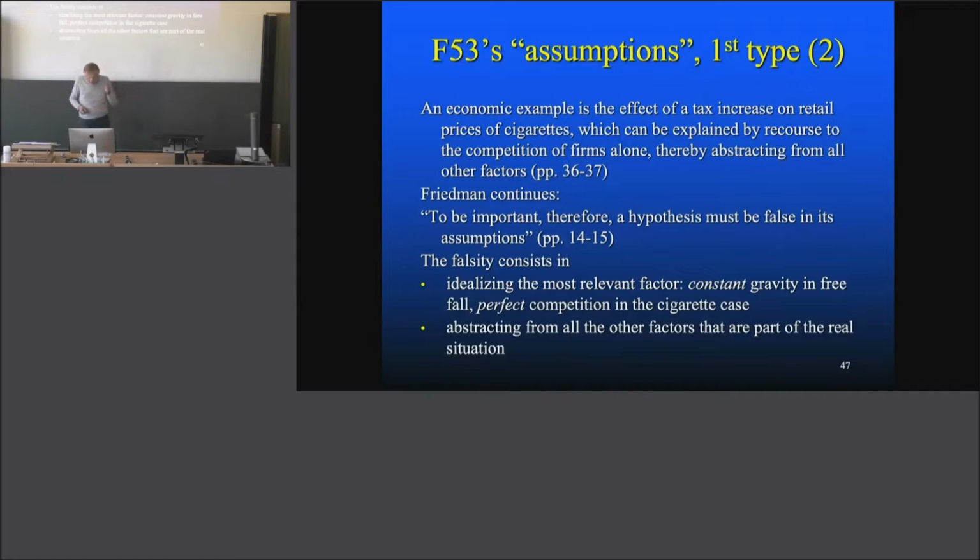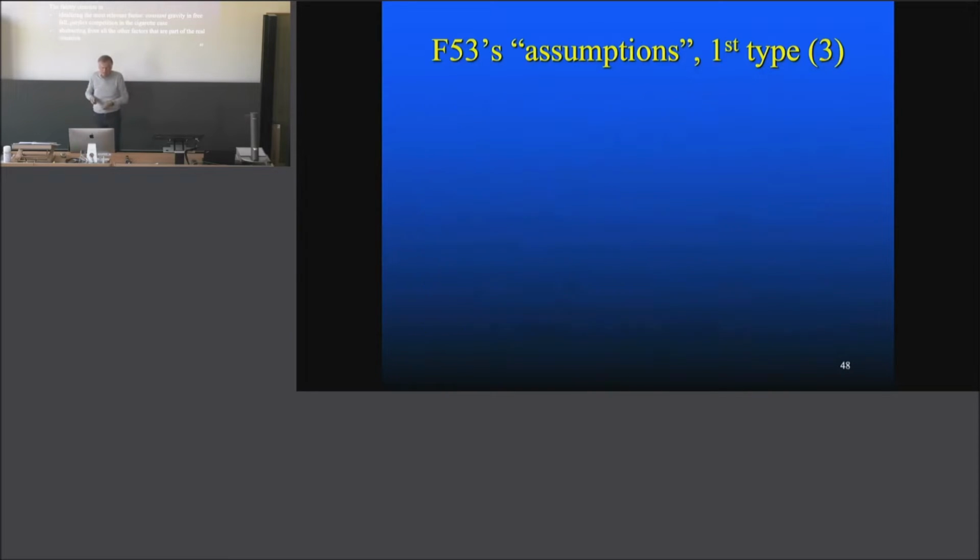So there are two things. The falsity is idealizing the most relevant factor and abstracting from all other factors that are part of the real situation. So as a description, when you do that step, you're making really bad mistakes. You're idealizing something, meaning you describe it falsely, and you omit many, many things that are also relevant, which is also false. They are there. So you're making really big mistakes, okay?